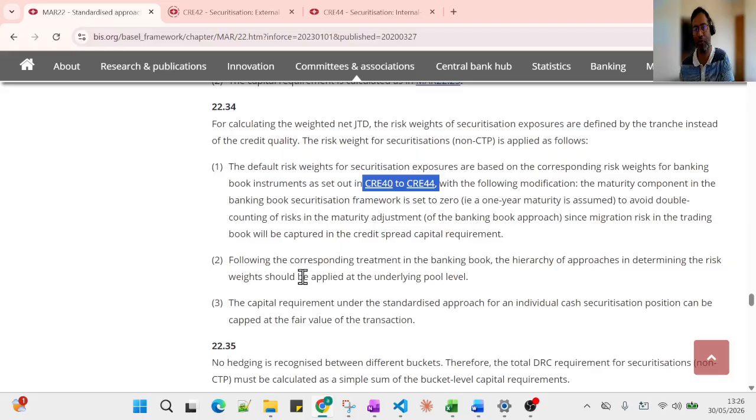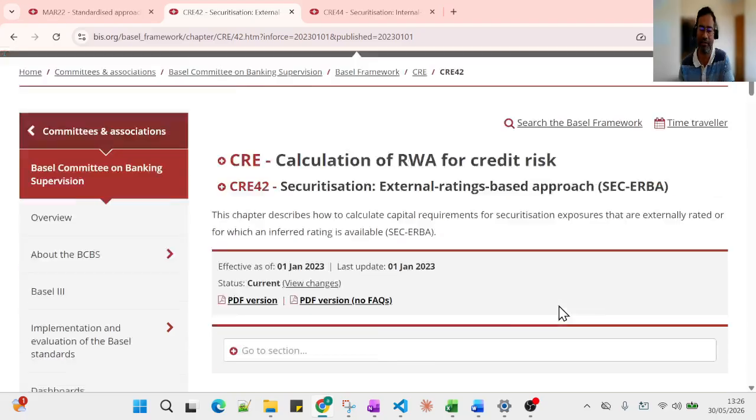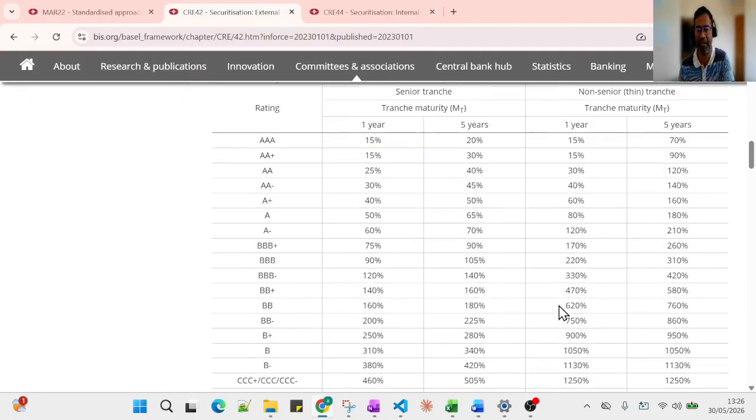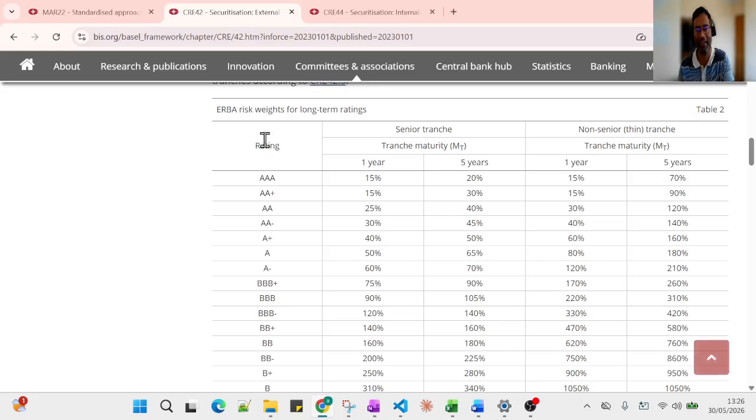Now one important thing is that if you go here, external, you will see that maturity is important in the risk weights. Why wouldn't it be? Because everyone knows that a 5-year security definitely has more risk than a 1-year security. So I would think less risk weight for my 1-year tranche rather than a tranche maturing in 5 years. That's what I would assume, but it does not work like that in DRC.